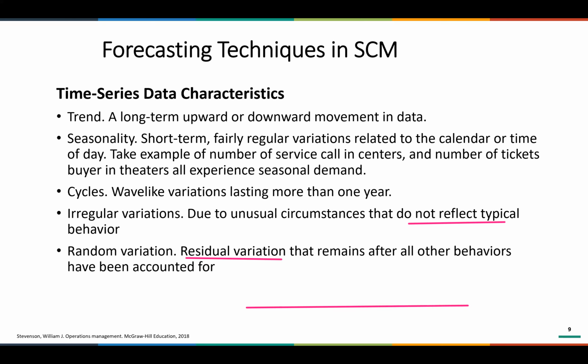If the data is spiked somehow in the middle like this, we can assume this one is an irregular variation. However, if it is still within the upper and lower range of the random variation, we can still call it regular variation, which belongs to, or the variation inside of this one, is called random variation. Okay.